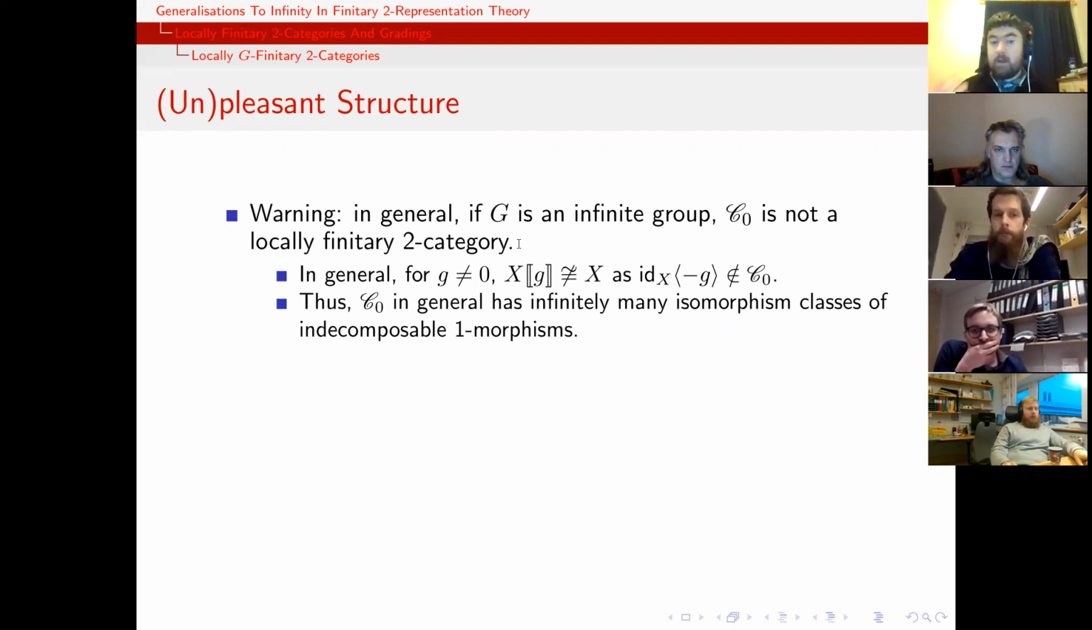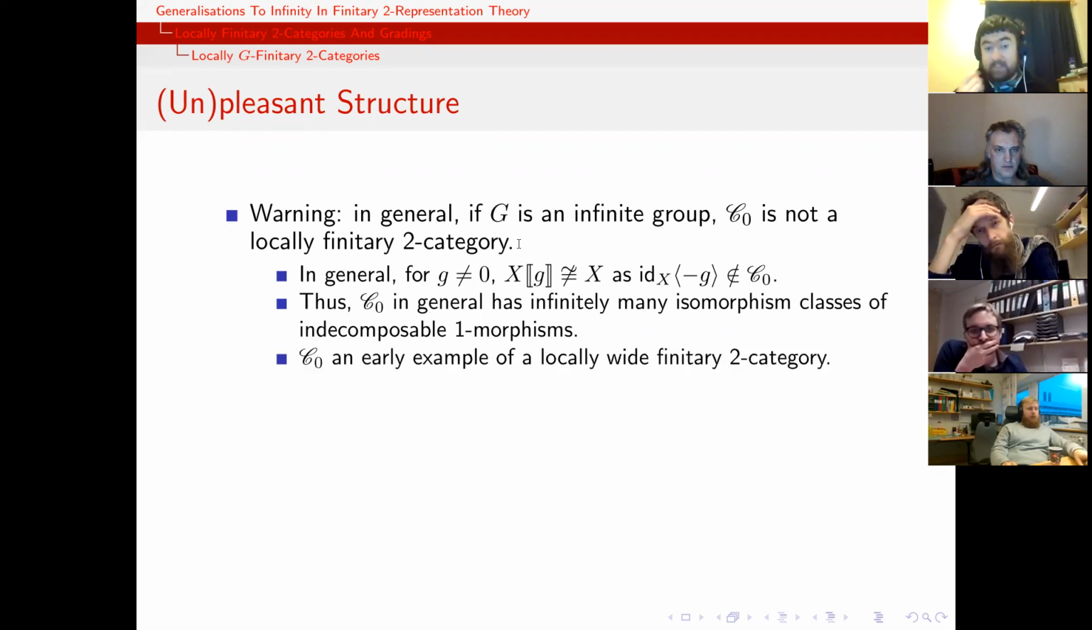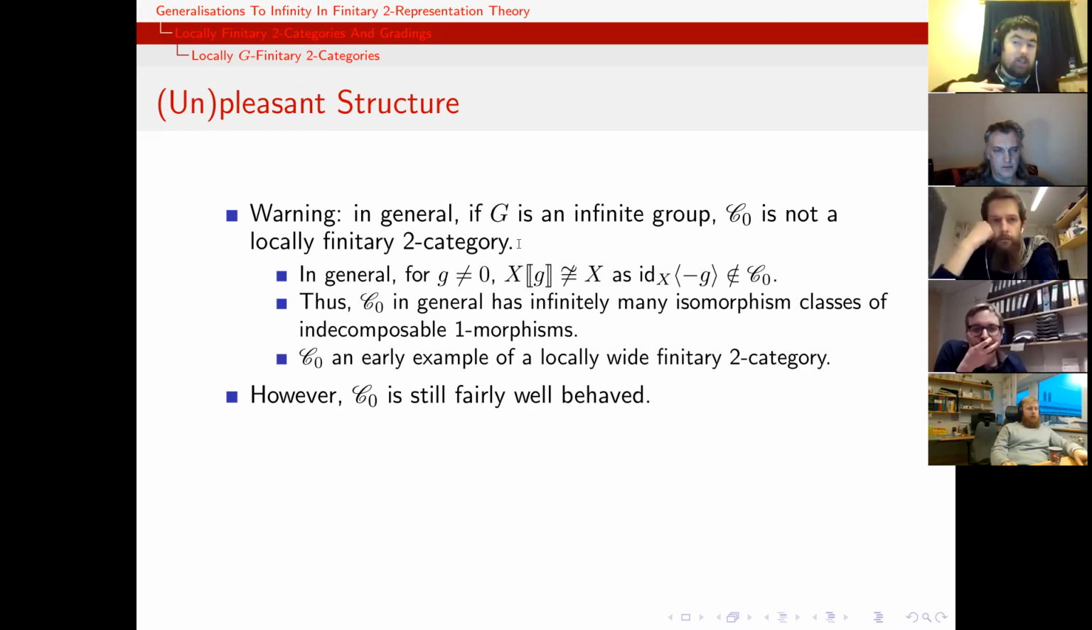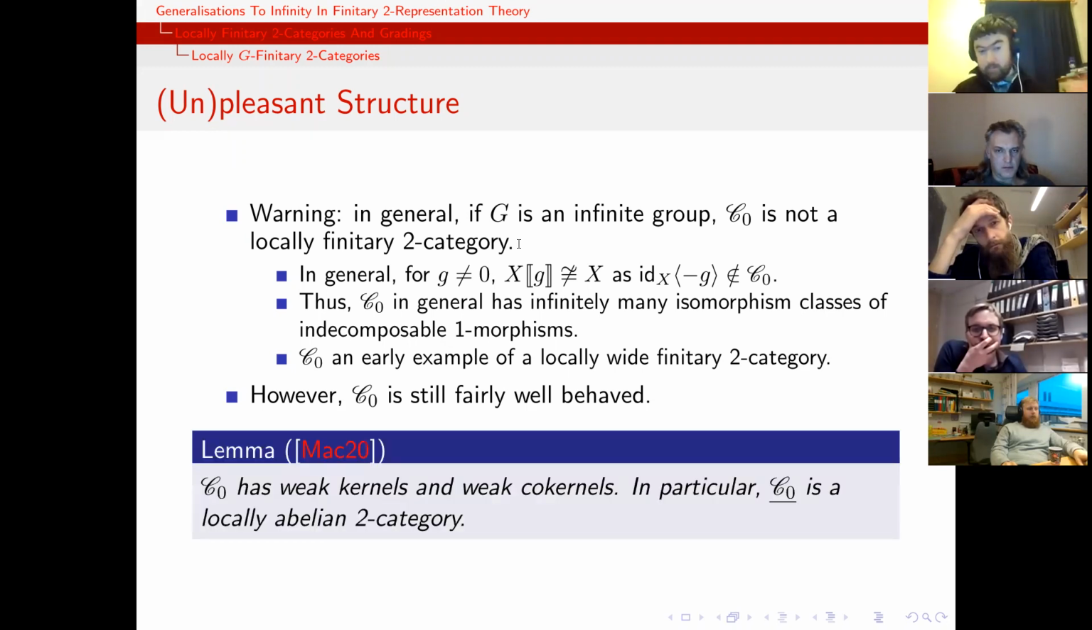So in general, C0 has infinitely many isomorphism classes of indecomposable one morphisms, which for our definition of locally finitary is a problem. And it turns out that this is an early example of what I will be talking about later, which are called locally wide finitary two categories. However, for the moment, it thankfully turns out that although it's not technically locally finitary, C0 is still fairly well behaved. So in particular, it has weak kernels and weak cokernels.